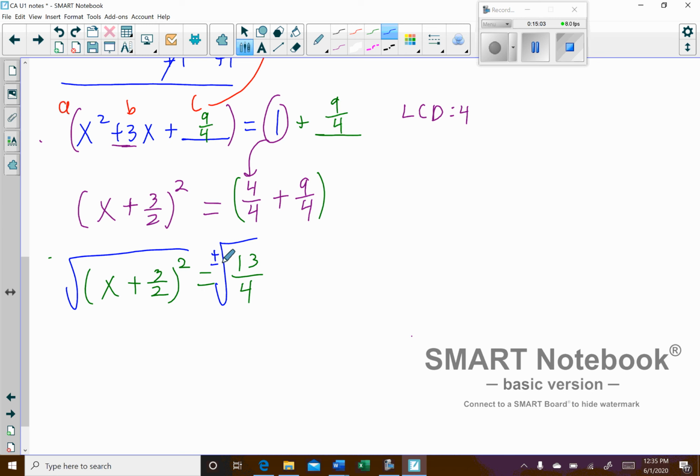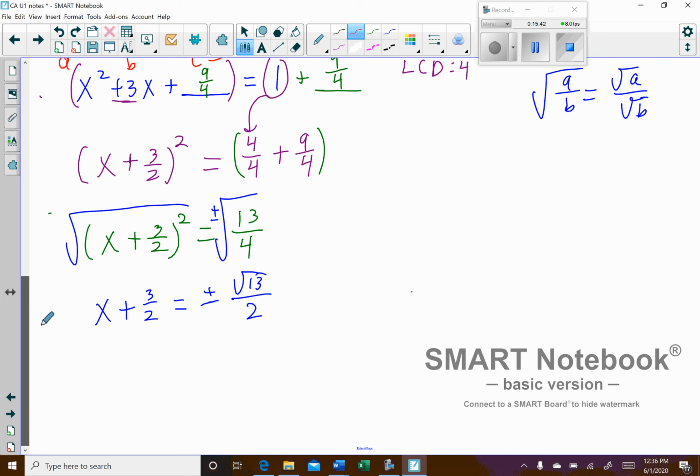So let's see. We're going to get x plus 3 over 2 equals plus minus. Now, when you square root a fraction, here's a property: the square root of a over b is the same thing as the square root of a over the square root of b. So you can break it and square root them separately. The square root of 13 is a decimal, so I'm just going to leave it as the square root of 13. The square root of 4 is 2, so I can go ahead and complete that. I square rooted top and bottom separately.